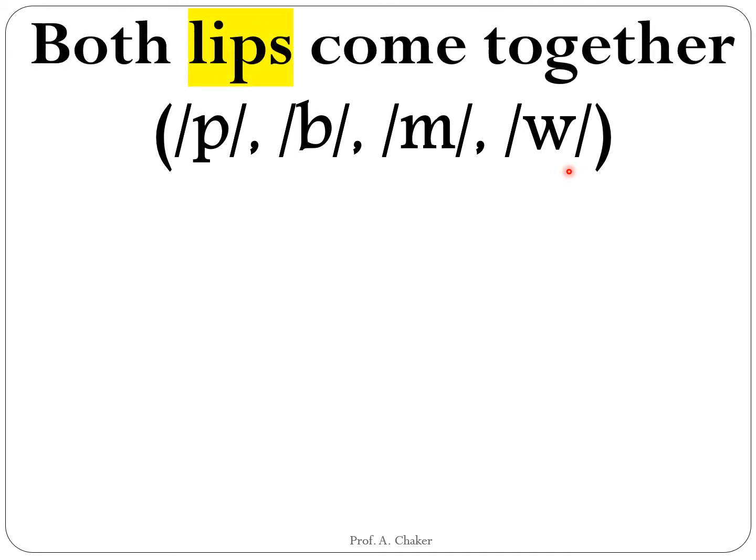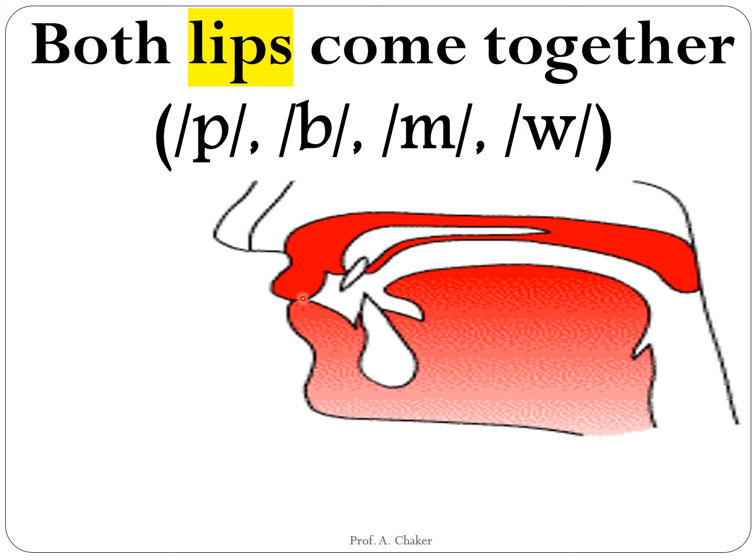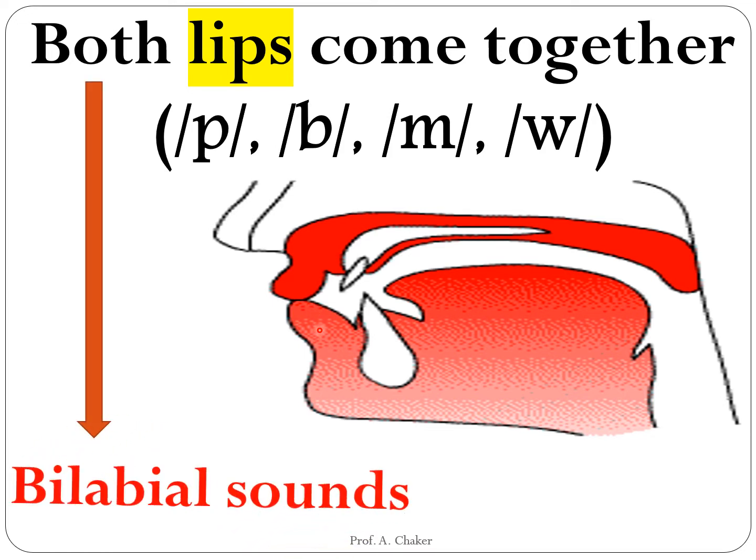So, both lips come together. Look at the picture. You see the lips? This is what happens when you produce these 4 sounds. The lips come together, the upper one and the lower one. These sounds are called bilabial sounds. Bi, you know, it's a prefix which means two lips. So we have the involvement of 2 lips in the production of these 4 sounds. Bilabial sounds.